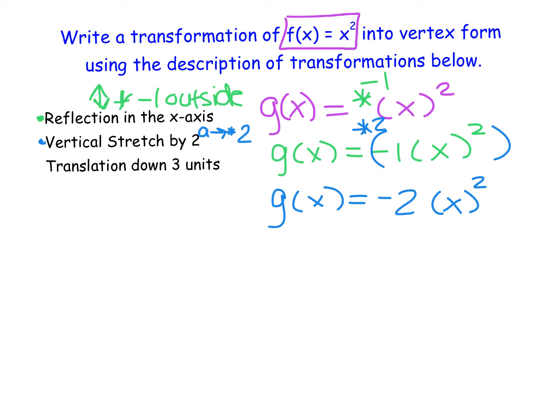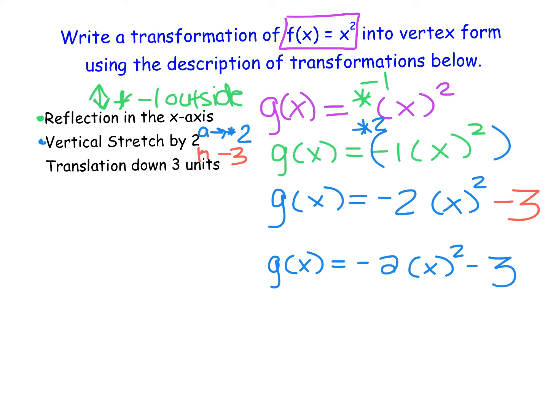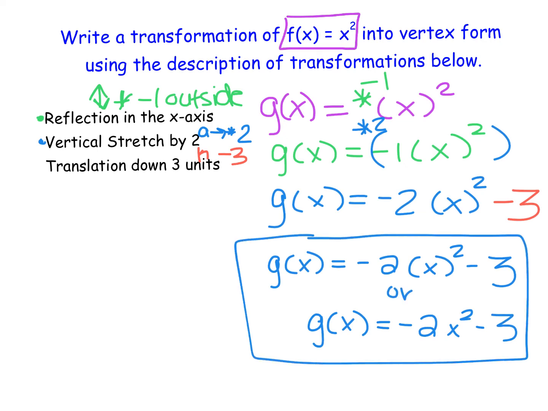The next one we're going to look at is a translation down 3. That's my k value, so I'm going to subtract 3 from the outside here. And as a result, I have g of x is equal to -2 x squared minus 3. Now, because I didn't need to add anything inside of the parentheses here, I can actually drop my parentheses and just write -2 x squared minus 3 if I want. Either one of these would be fine. If you like to leave the parentheses in, there's no problems there. So we've now performed all 3 of those transformations onto our parent graph of f of x equals x squared.